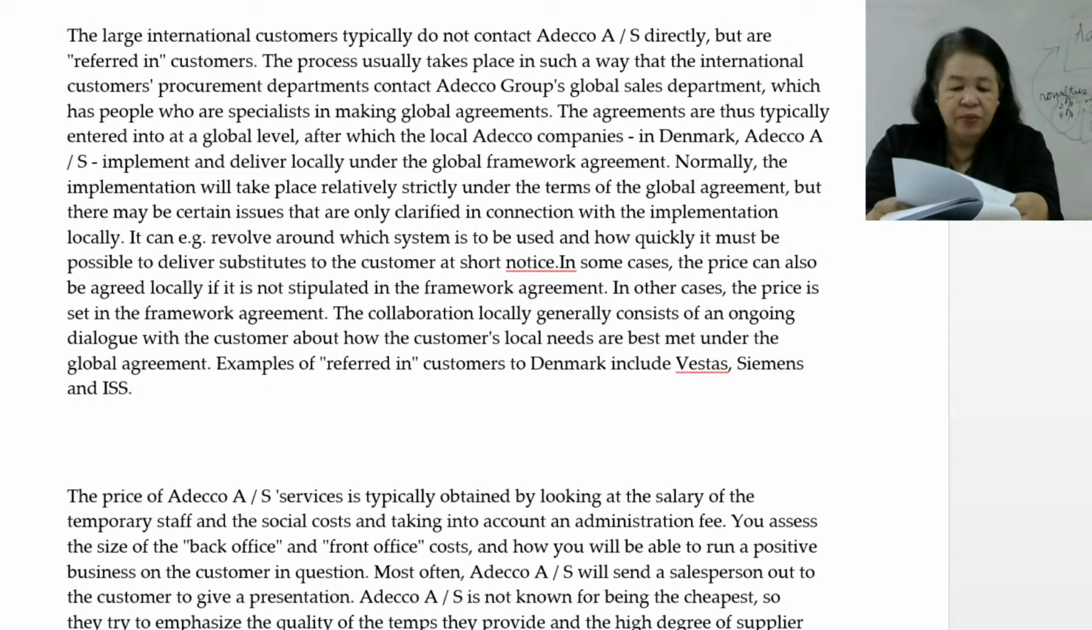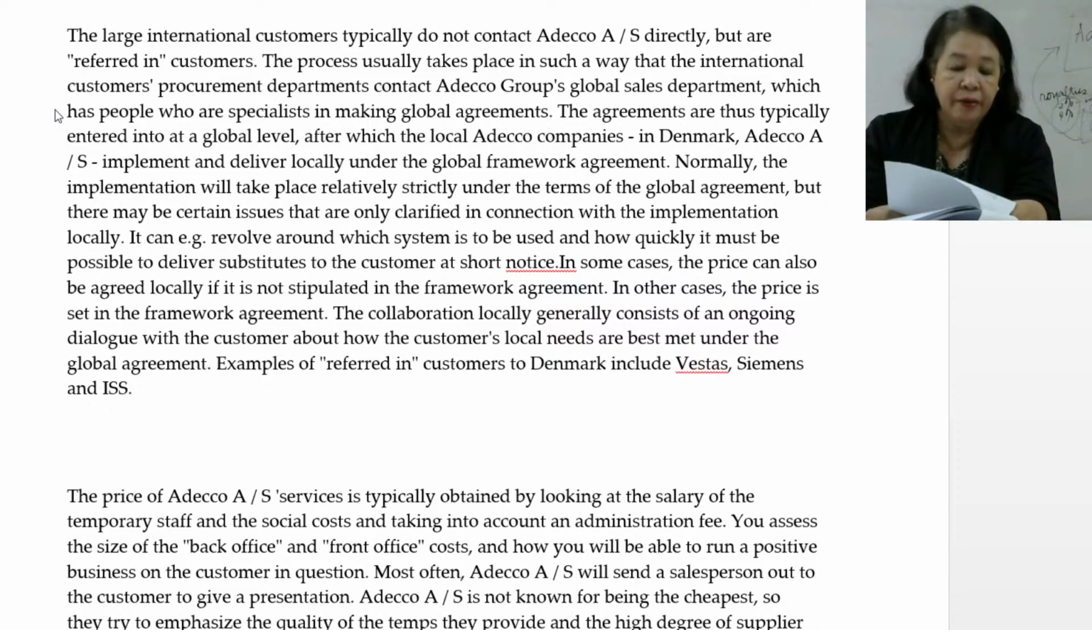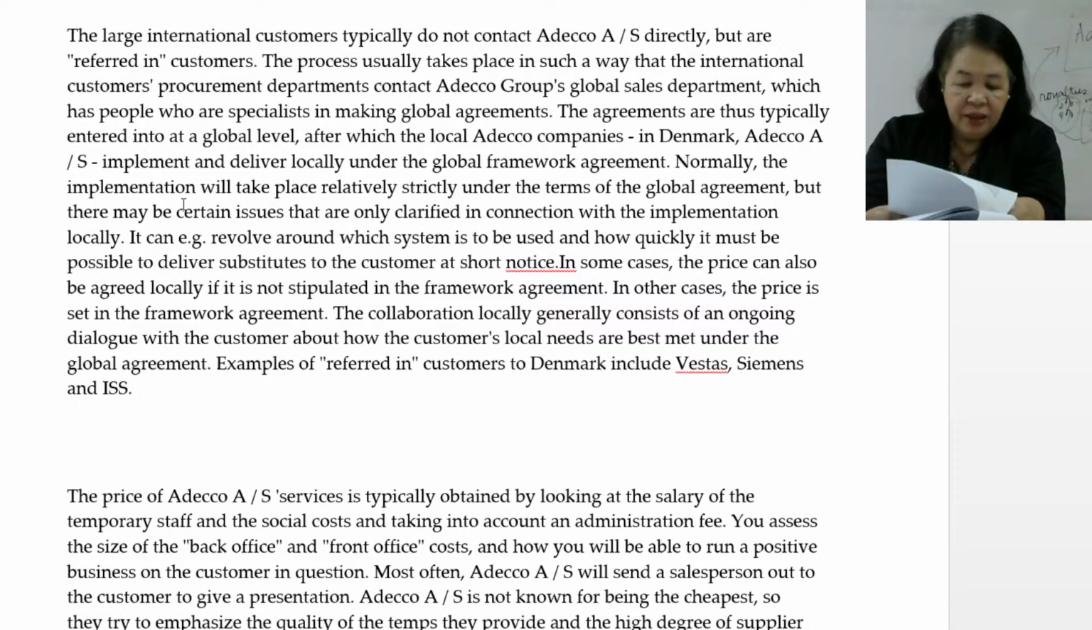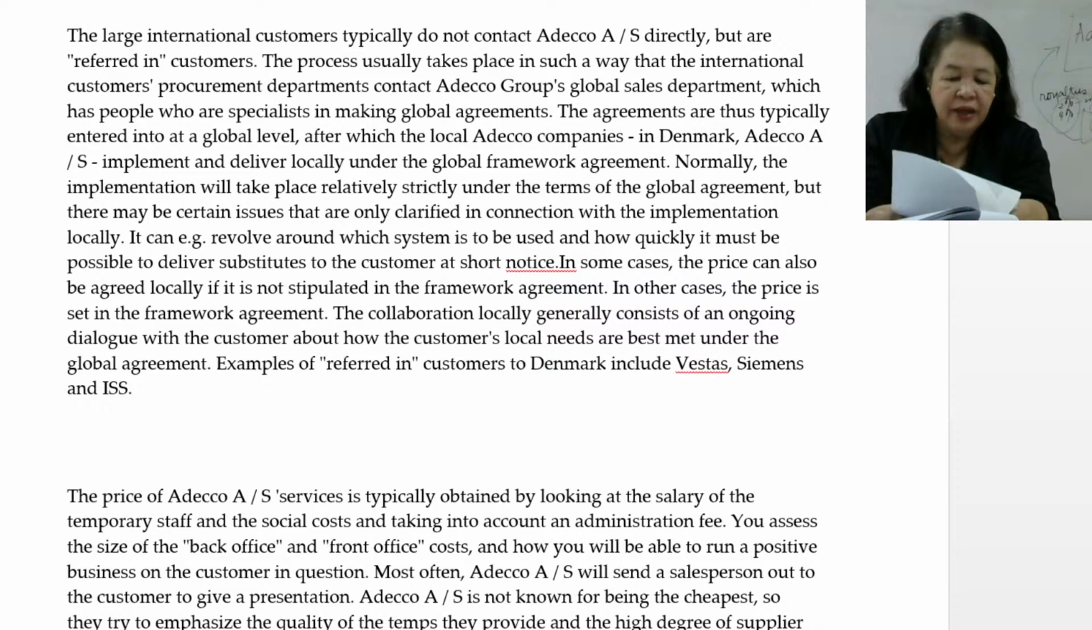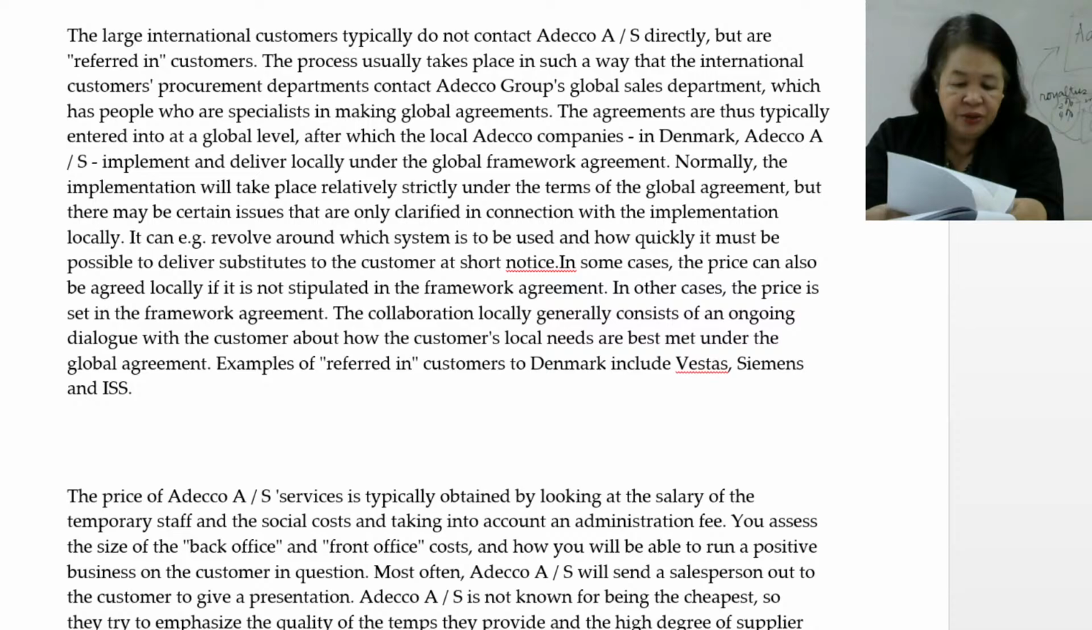Global sales department, which has people who are specialists in making global agreements. So the agreements are typically entered into at a global level, after which the local Adecco companies in Denmark, Adecco AS, implement and deliver locally under the global framework agreement. Normally, the implementation will take place relatively strictly under the terms of the global agreement, but there may be certain issues that are only clarified in connection with the implementation locally.